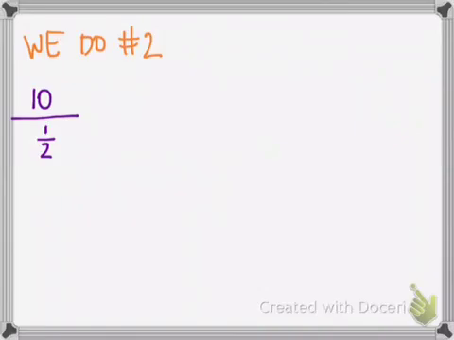So here's we do number 2. I have 10 over 1/2. So this is where my denominator is a fraction. So again, the fraction bar means to divide. So I set it up as a division problem. When I have a whole number, remember I have the whole number over 1. So 10 is 10 over 1 divided by 1/2.